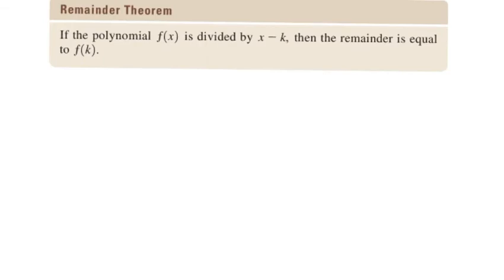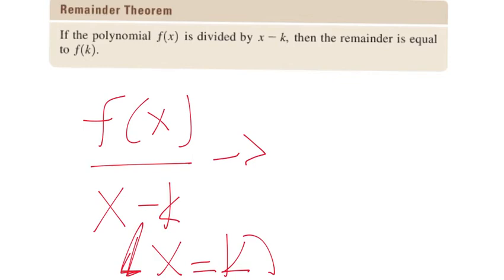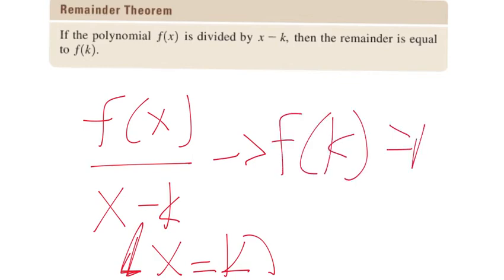Here's something we call the remainder theorem. When you have some function f of x, and you divide it by some factor x minus k, you know how we take x minus k and solve it for this number k? If we put it in parentheses, x equals k. If we take that k and plug it into our function, that will give us our remainder.